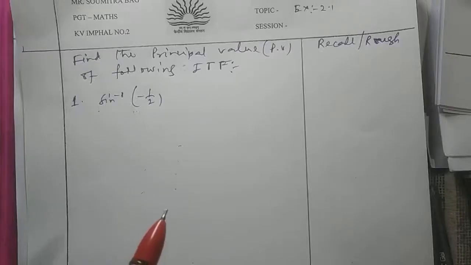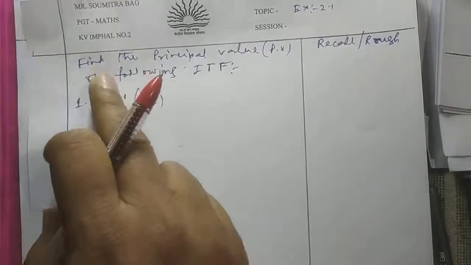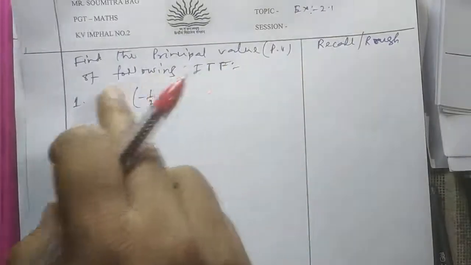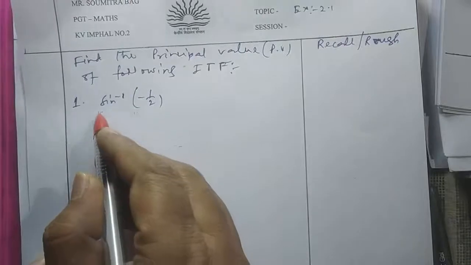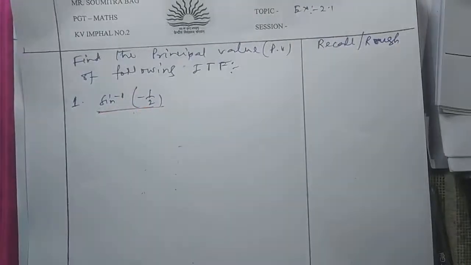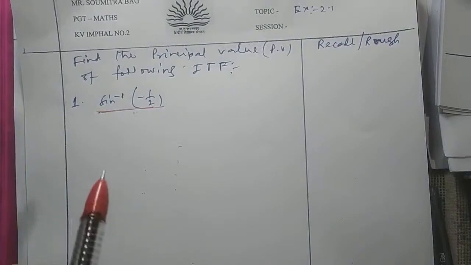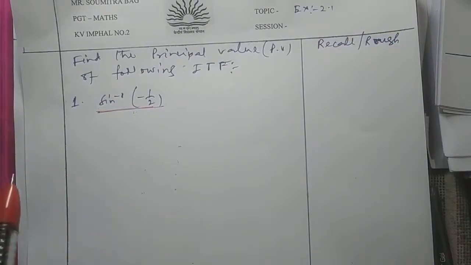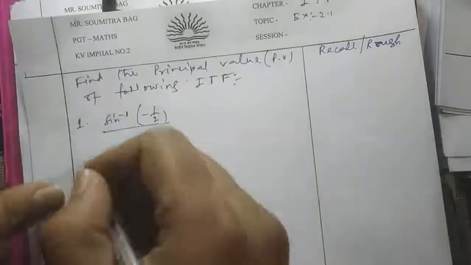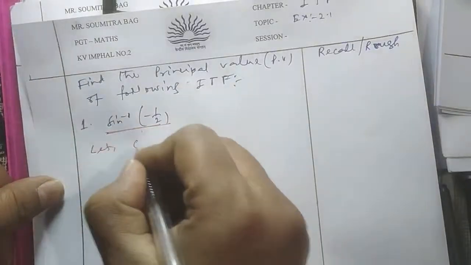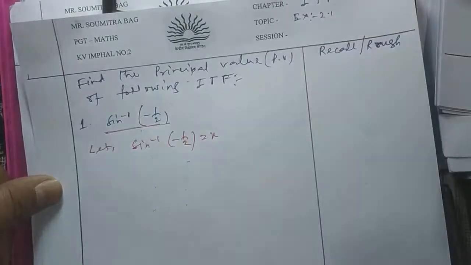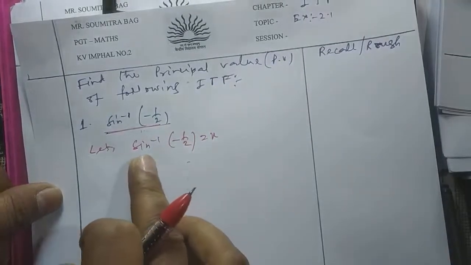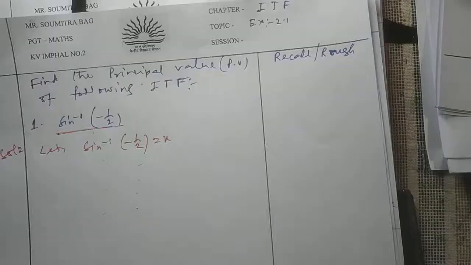Now look at the first question to be solved, that is find the PV, meaning principal value, of the following ITF. That means here you have to find the PV of this ITF, sin inverse minus half. Now let us see how to start. Here the starting is very important. Understood? Let sin inverse minus half be x. Let sin inverse minus half equal x.